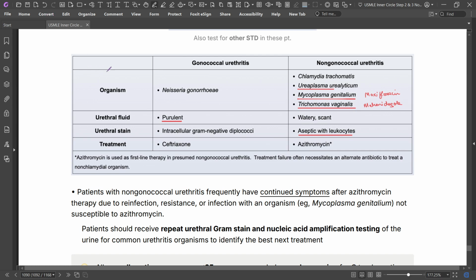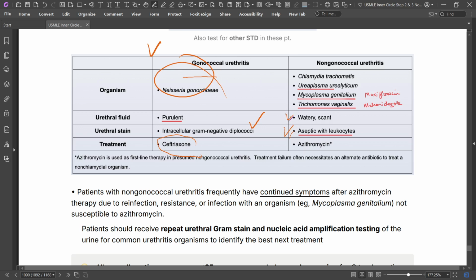Now, gonococcal arthritis and non-gonococcal. Gonococcal is caused by Neisseria gonorrhoeae; non-gonococcal causes are chlamydia, ureaplasma, mycoplasma, and trichomonas. The drug for non-gonococcal urethritis is azithromycin, and for gonococcal it is ceftriaxone. Urethral stain shows intracellular gram-negative diplococci in gonococcal, and in non-gonococcal urethritis there is leukocytosis.